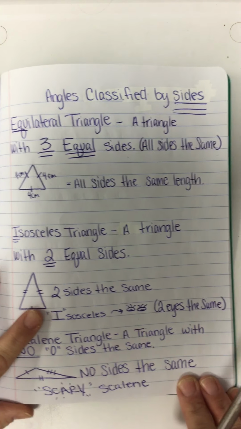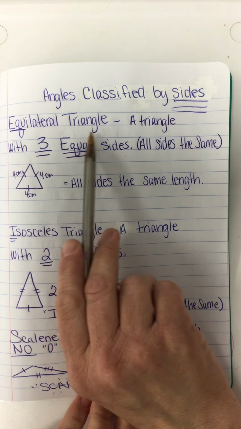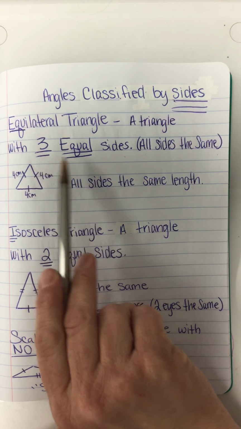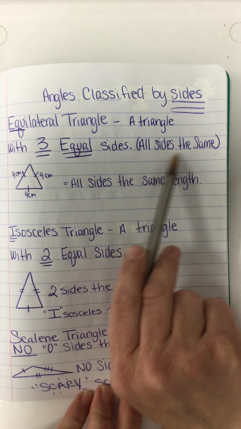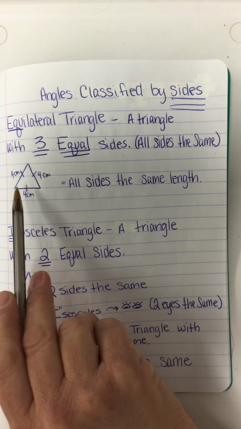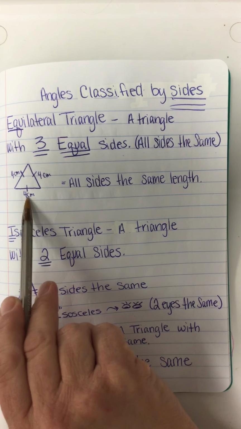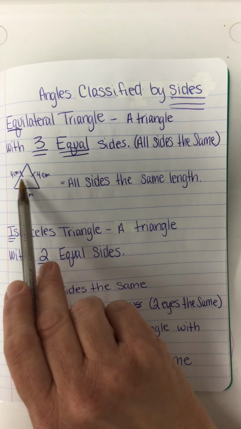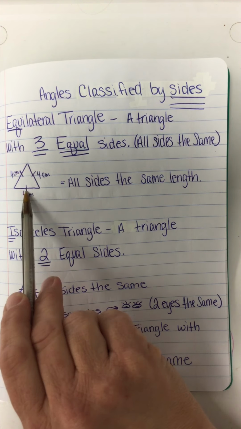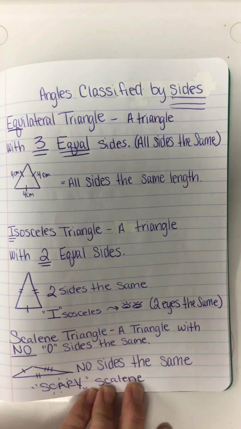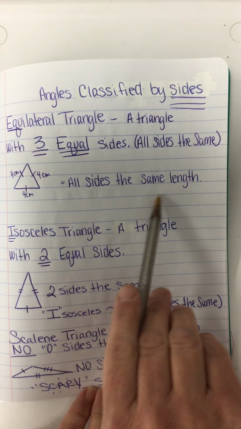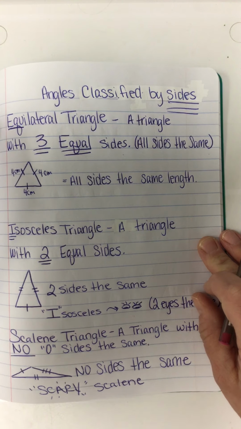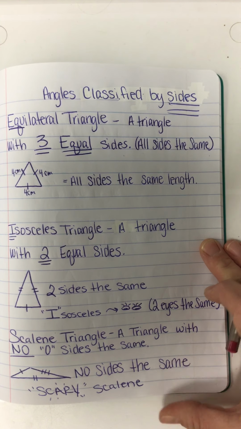Now, classifying them by their sides. An equilateral triangle is a triangle with 3 equal sides. That means all the sides are the same. So they either give you the measurements, like this one, 4 centimeters, 4 centimeters, 4 centimeters, or it'll give you these little identical marks. All 3 marks are the same, indicating that all the sides are the same length. So it is an equilateral triangle.